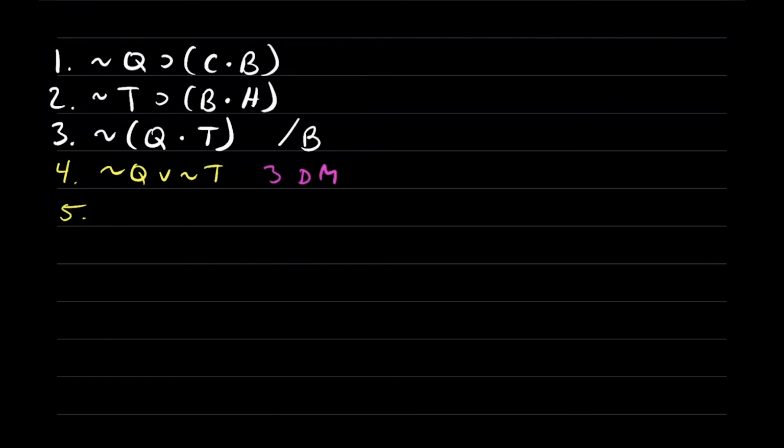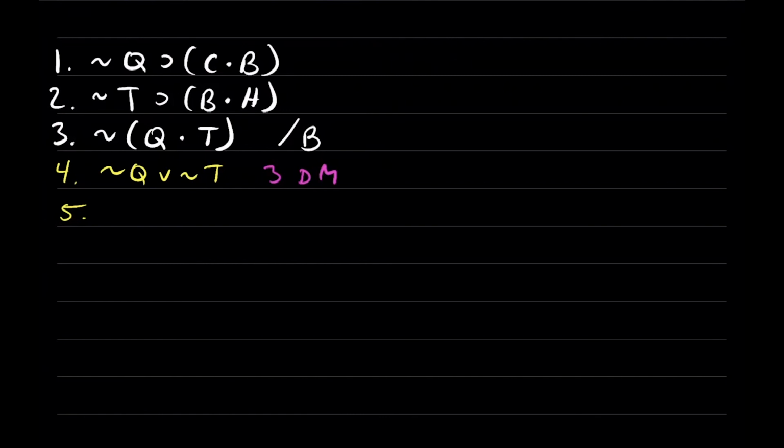Okay, the next thing I noticed, this is going to look a little scary because we're going to have to invoke some brackets here to work our way through. But line 4 says not Q is the case or not T is the case. And lines 1 and 2 tell us that each of those two terms implies something. 1 says not Q implies something, 2 says not T implies something. And this is starting to look a lot like a constructive dilemma. We just need to set it up as a constructive dilemma.